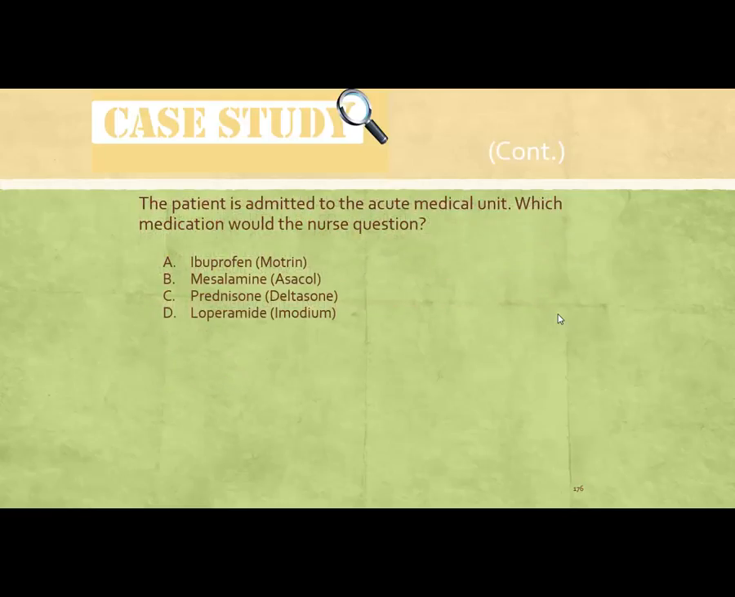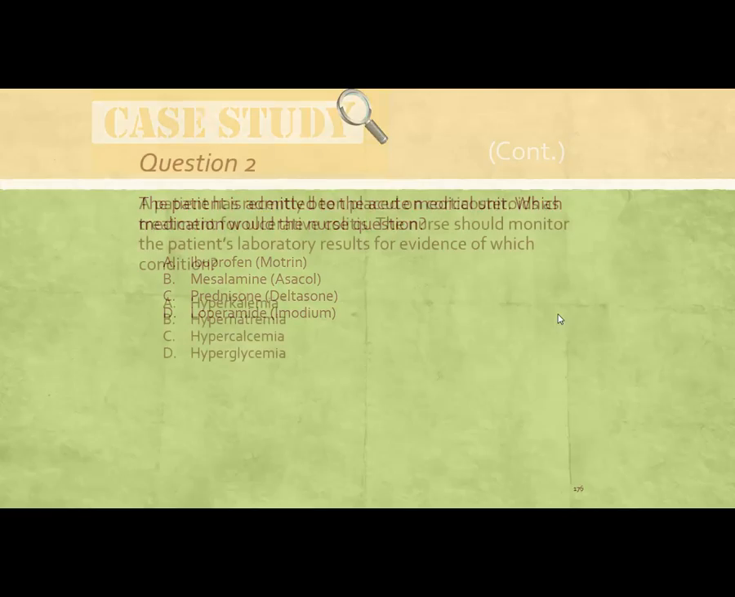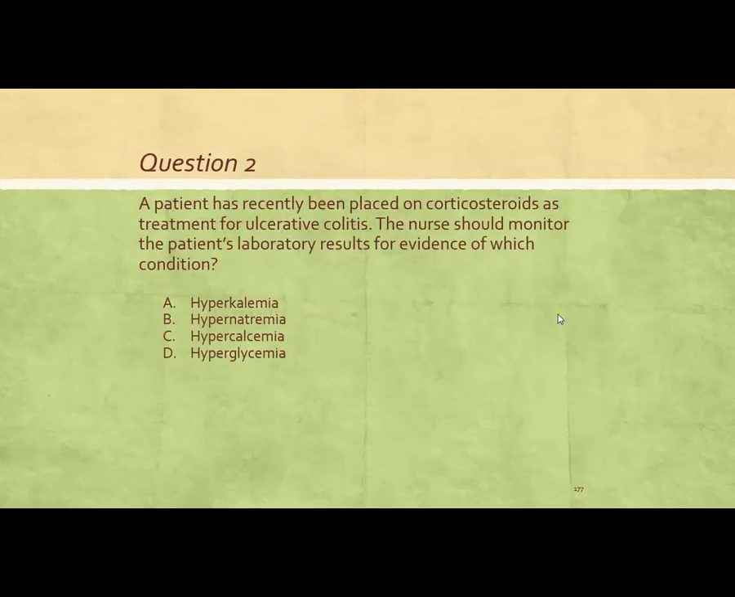Patient is admitted to the acute medical unit. Which medication would you question? You would definitely want to question the ibuprofen because it is an NSAID, and NSAIDs increase risk of bleeding. And the answer for this one is D, hyperglycemia. Long-term adverse effects that commonly occur with steroid therapy include hyperglycemia, osteoporosis, peptic ulcer disease, and an increased risk for infection.